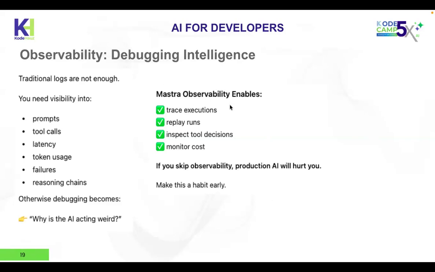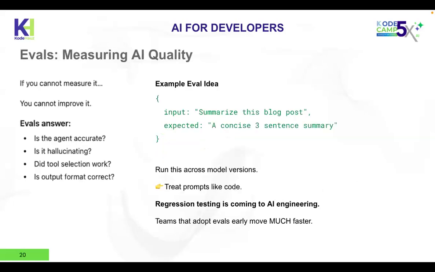So Mastra has observability that enables all of that. So it allows you to see the trace executions. It allows you to see the replay runs. It allows you to inspect tool decisions, to monitor cost, right? And basically that's it. Of course, the recommendation is always set up observability. Otherwise, when you're in production, you have difficulties, right? So it's good to make it a habit early and master how to set up observability.